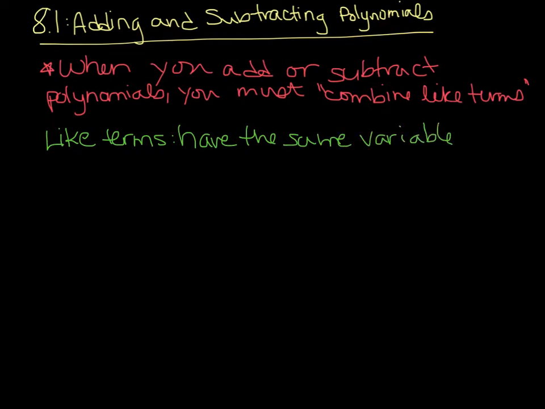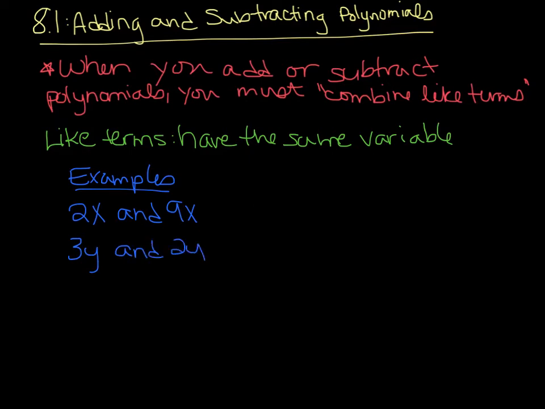For example, I'll give you a few examples. 2x and 9x are like terms. So are 3y and 2y. Also, if you have something like negative 5x to the fourth and 8x to the fourth, those are like terms because not only do they have the same variable, but they have the variable going to the same power.